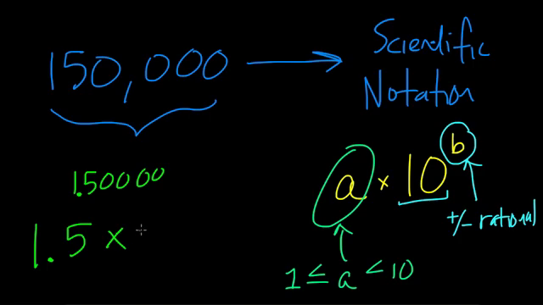So the question is, what do you have to multiply 1.5 by to get 150,000? Well, we move the decimal point from here over 1, 2, 3, 4, 5 places. We've made this number 100,000 times smaller, from 150,000 to 1.5. So to keep it balanced, we have to make it 100,000 times bigger. In other words, multiply 1.5 times 10 to the fifth.